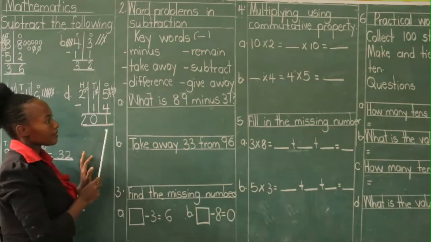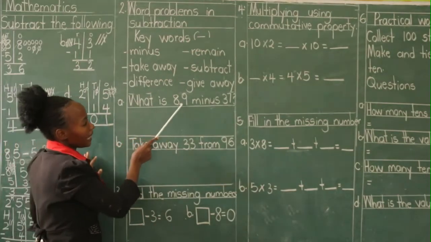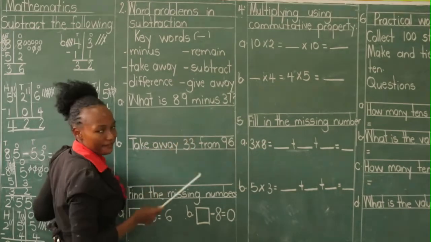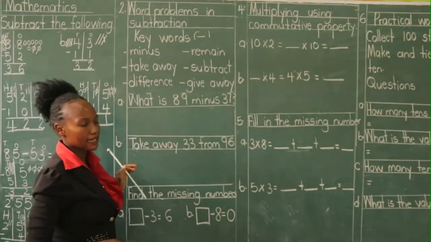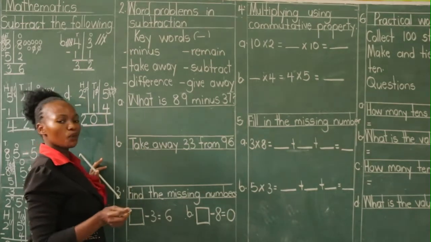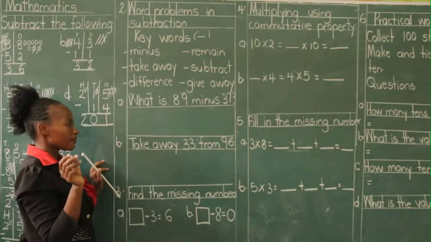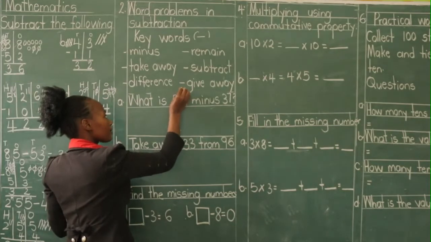Alright, our first example. What is 89 minus 37? Still, we are using the symbols for the place values. Ones, tens.